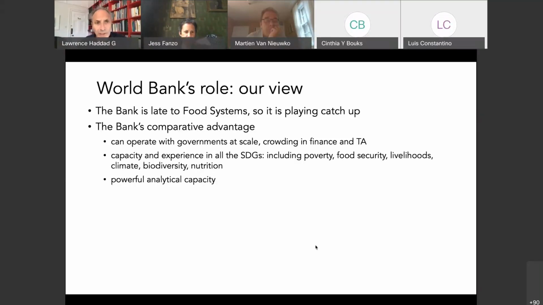When you look at the bank's comparative advantage, my view and Jess's view is what you can do is operate with governments at scale, and you can crowd in funding, finance and TA from public and private sectors. You have incredible capacity and experience across all the SDGs, including poverty, food security, livelihoods, climate, biodiversity, nutrition, all the things that are important for food systems. And you have obviously an incredibly powerful analytical capacity, both in DC and in the countries, and very powerful networks. Most of the work you do, nearly all of the work you do, I like to think, is evidence driven, and often you're the ones not only consuming the evidence but generating it.